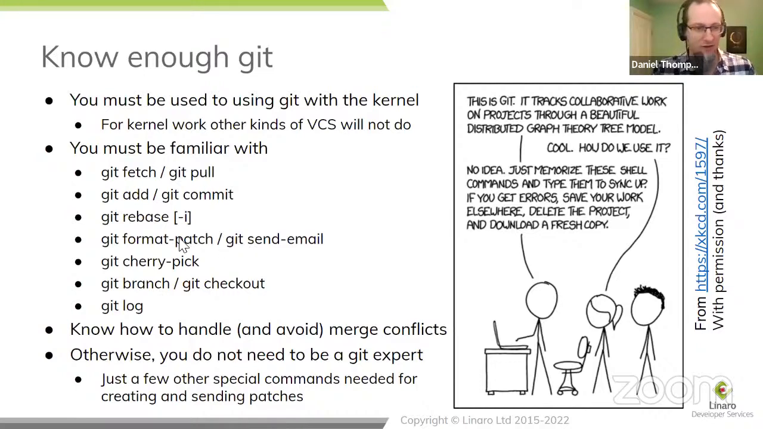We talked about format patch and send email. Cherry pick is quite useful. You can use that to work with backports if you're working on older kernels and want to test if what you've done on the mainline actually still works. It's also useful for picking up patches from other trees and moving them around and things like that.